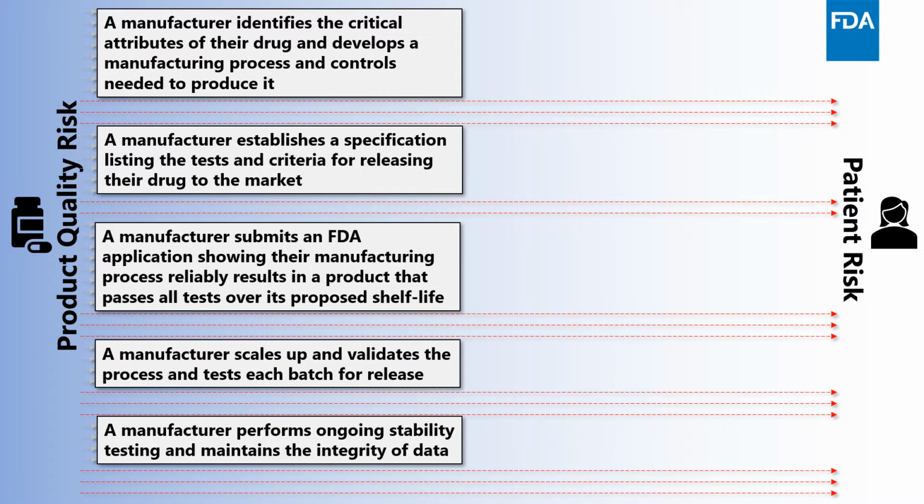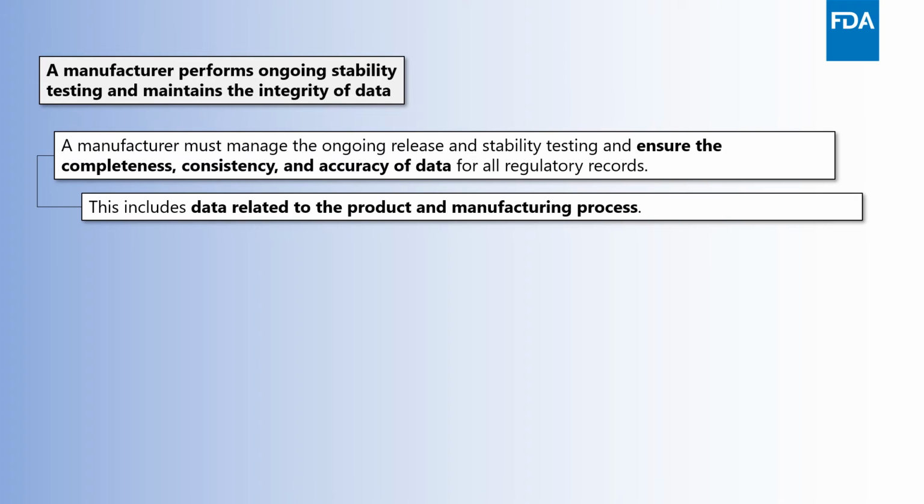Release testing isn't the only product testing that a manufacturer performs over a drug product's life cycle. A manufacturer performs ongoing stability testing and maintains the integrity of the data. A manufacturer must manage the ongoing release and stability testing and ensure the completeness, consistency, and accuracy of data for all regulatory records. This includes data related to the product and manufacturing process.